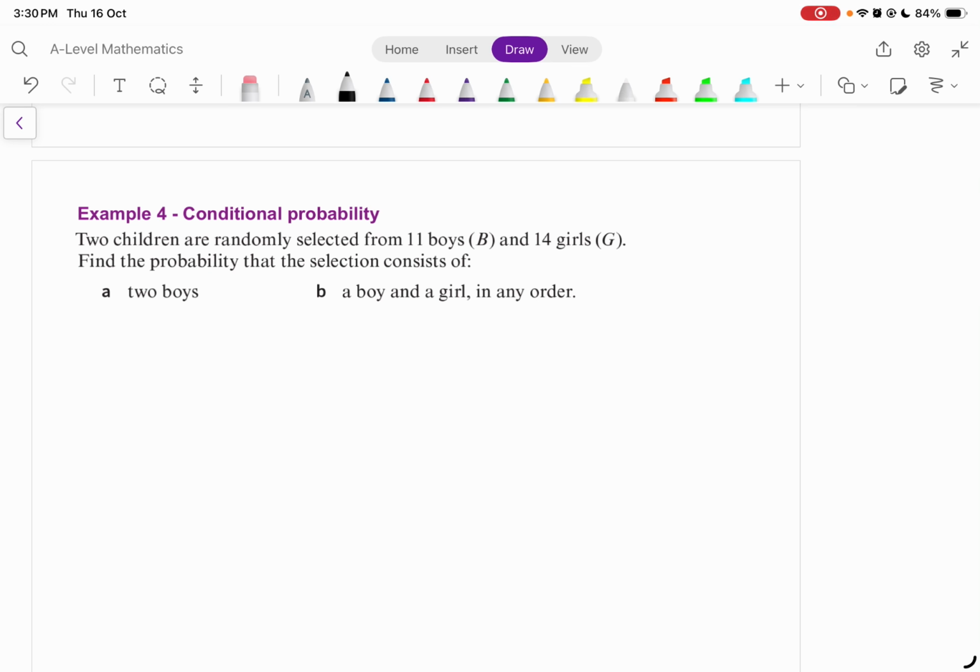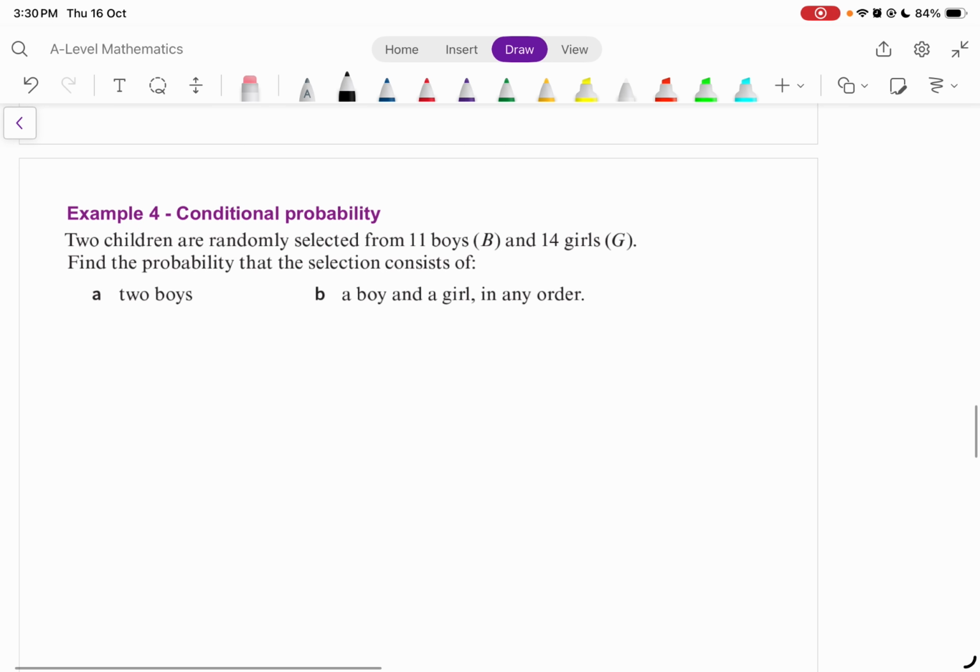Right, the 2 children are randomly selected from 11 boys and 14 girls. Find the probability that selection of consisting of 2 boys. 这里的 given probability 是什么？Okay, this is not obvious, but it is a conditional probability. But as I mentioned, 如果你看到这种 choosing 就是 first round and second round 的先 no brainer, go and do 我们的这一个 tree diagram first.